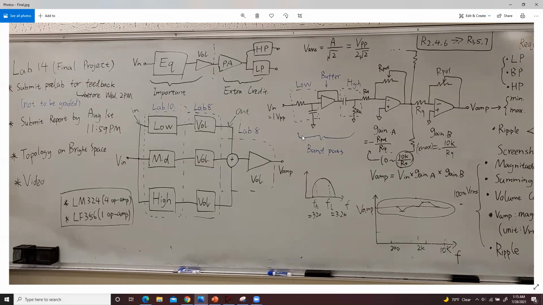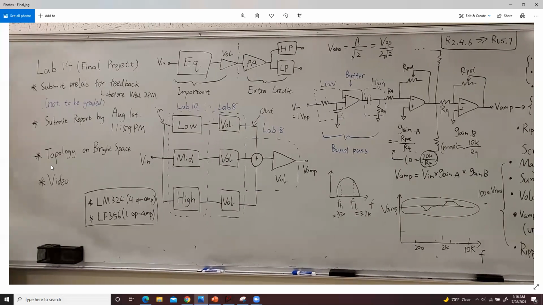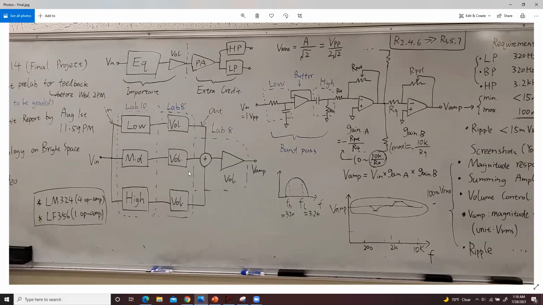Okay, so after you understand the block diagram for the equalizer, we can start to talk about the schematic for the circuit. I'm not going to draw the whole schematic. The whole schematic is in this document on Brightspace, but I will just give you an example. Okay, so this circuit in here is the circuit for this part. Okay, let's draw.